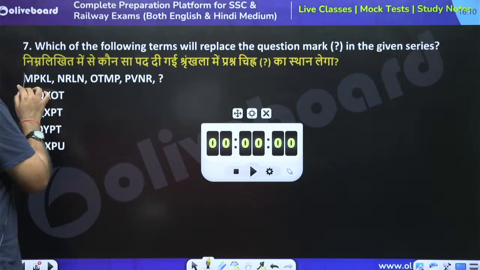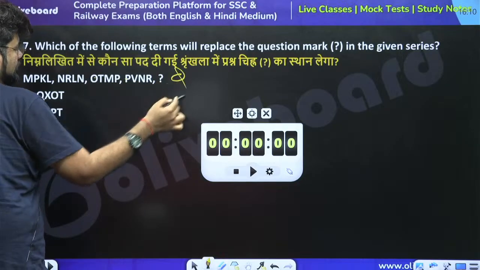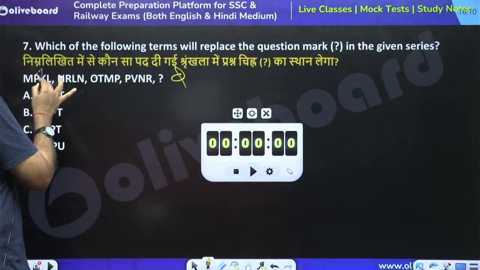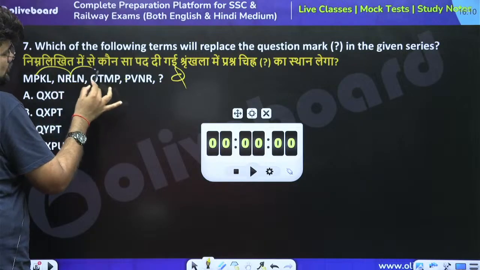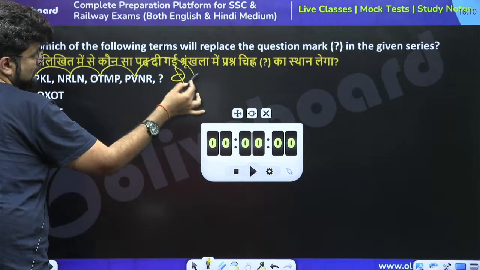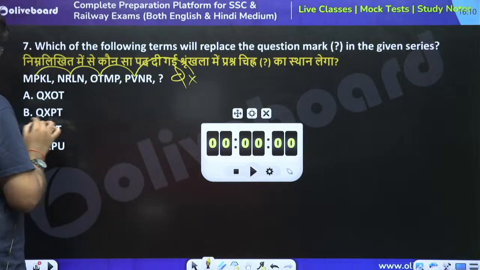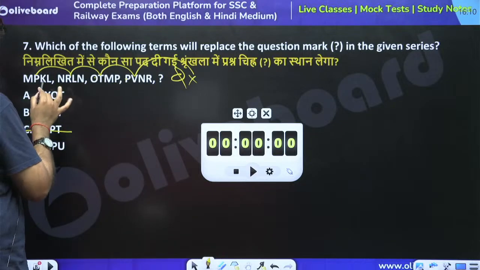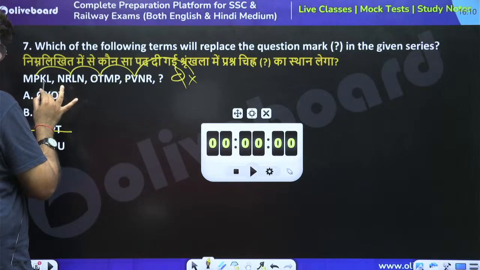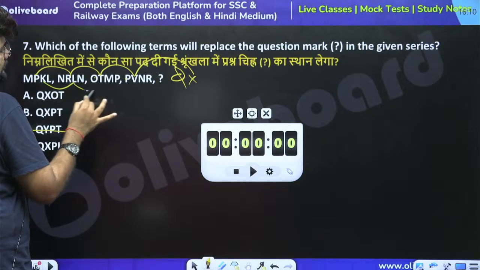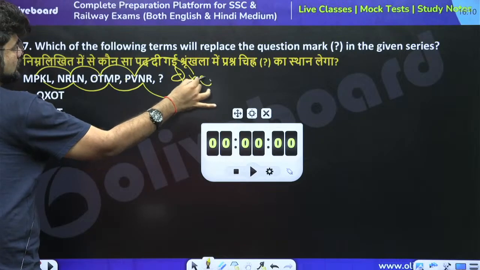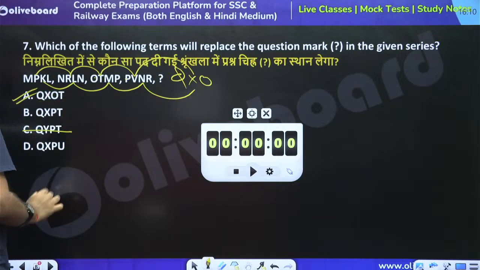So first letter we know, M, N, O, P, Q. Second is 16 plus 2, 18 plus 2, 20 plus 2, 22 plus 2. So that's 24, X. Now the next is 11, 12, 13, 14, 15. QXO. We have only one option, that is option A.